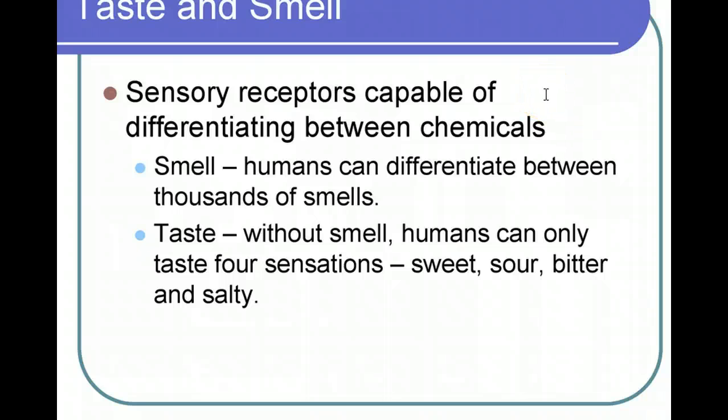Now, we think of taste and smell as being 2 different senses, but they're related to each other, because taste and smell are both sensory receptors that are capable of differentiating between chemicals. For humans, our sense of smell is much stronger than our sense of taste. Humans can differentiate between thousands of smells. Now, it sounds like a lot, but most dogs, most other mammals, are much better at smelling things than humans are. We've got a fairly weak sense of smell compared to other mammals.